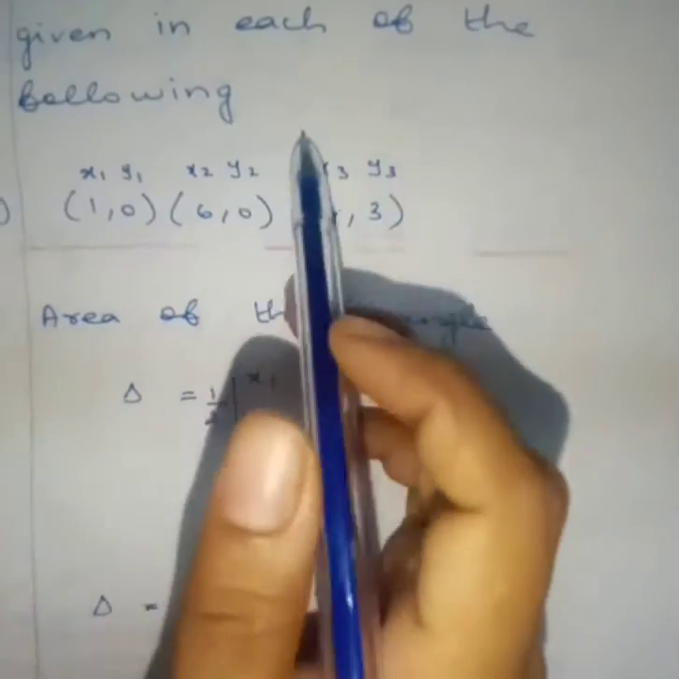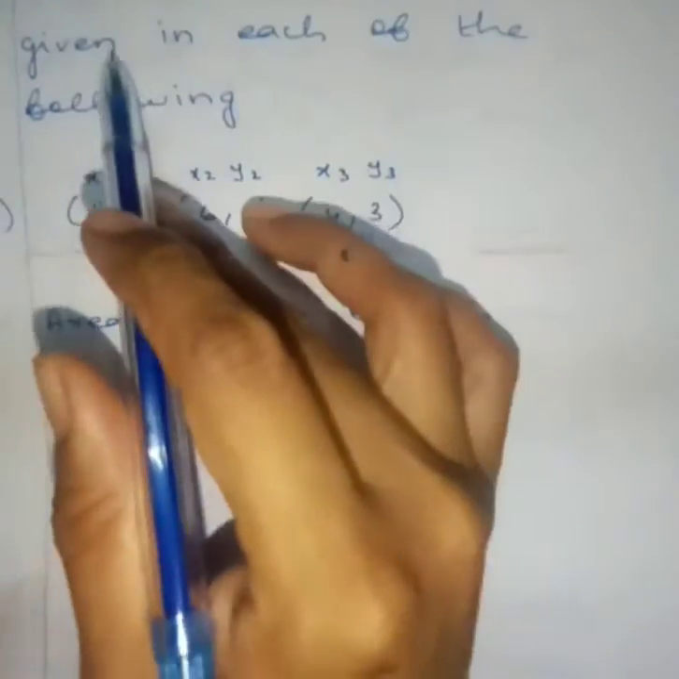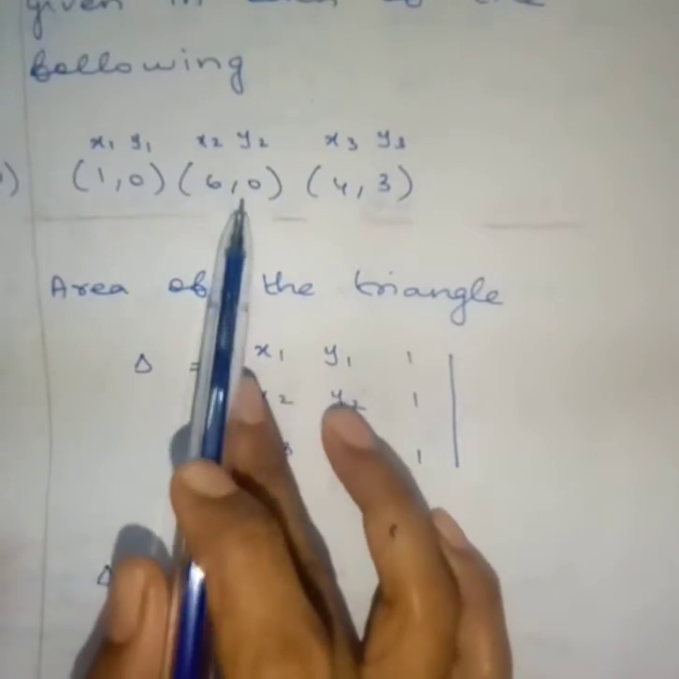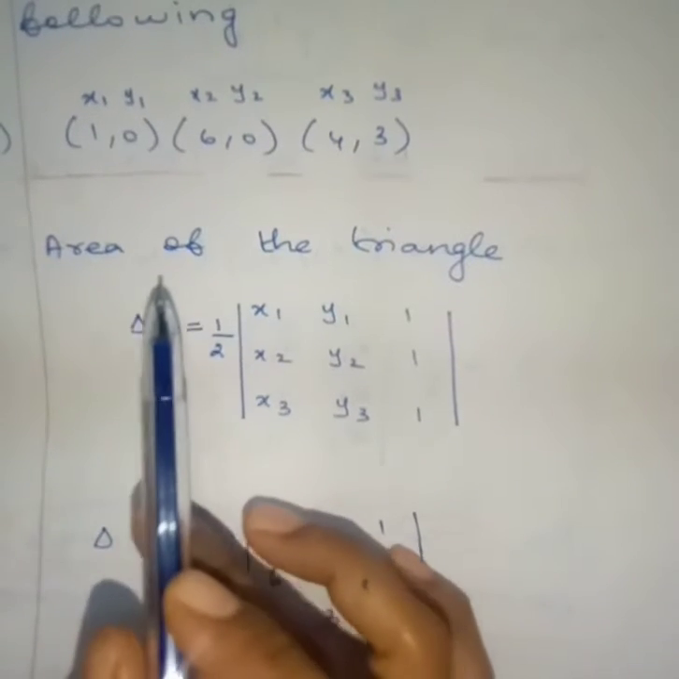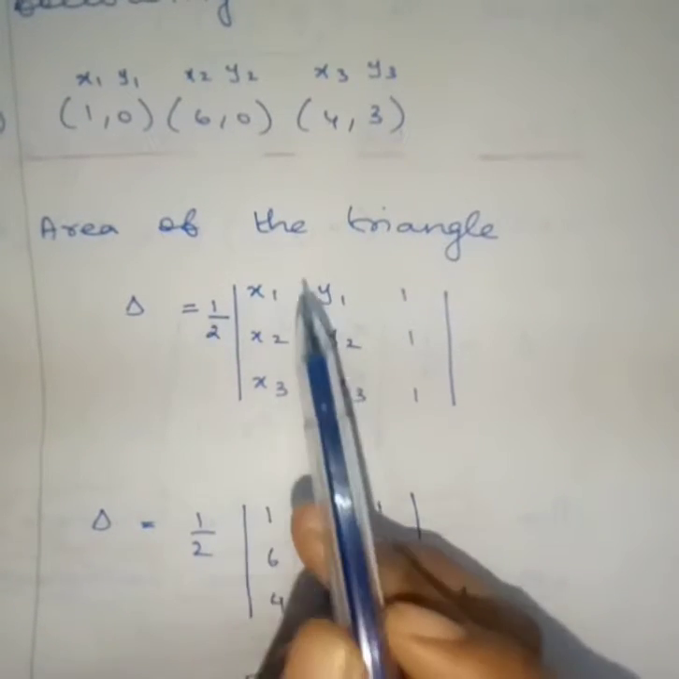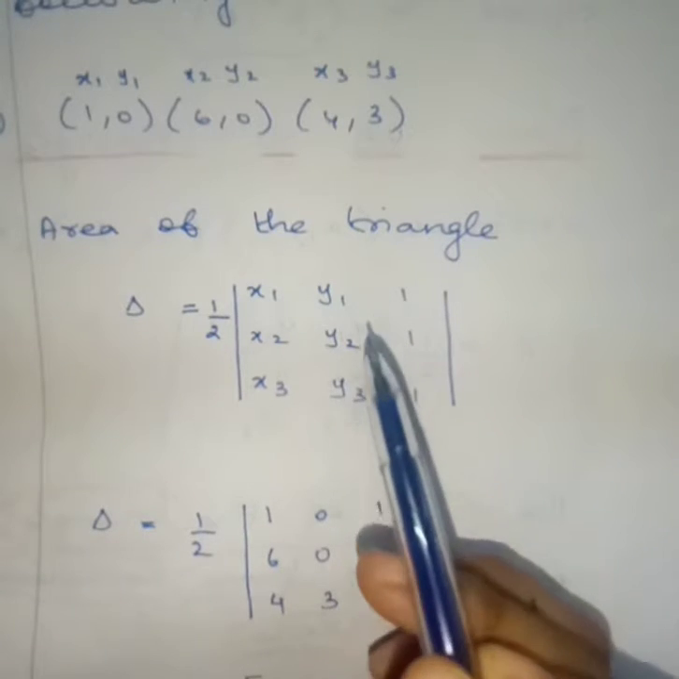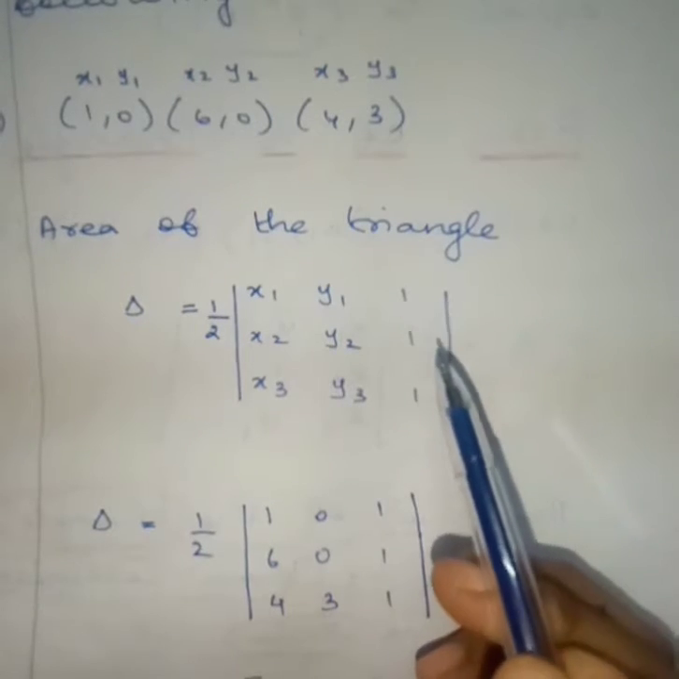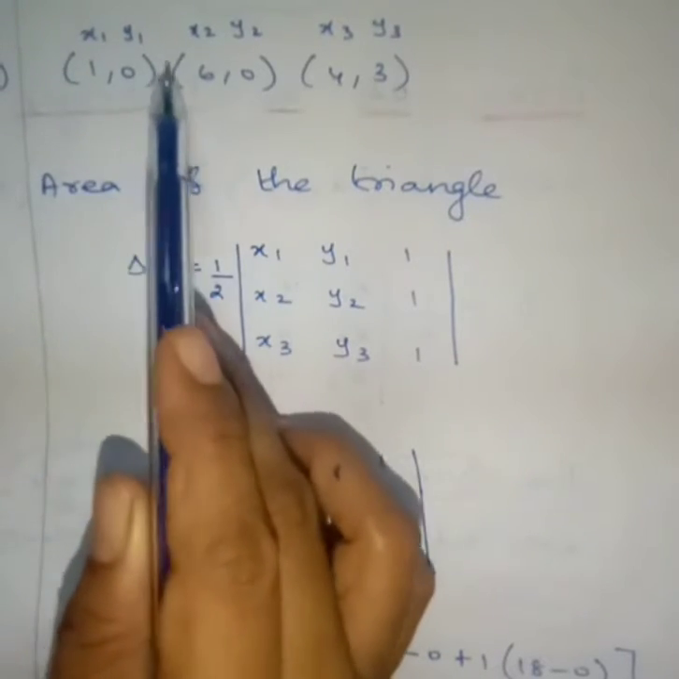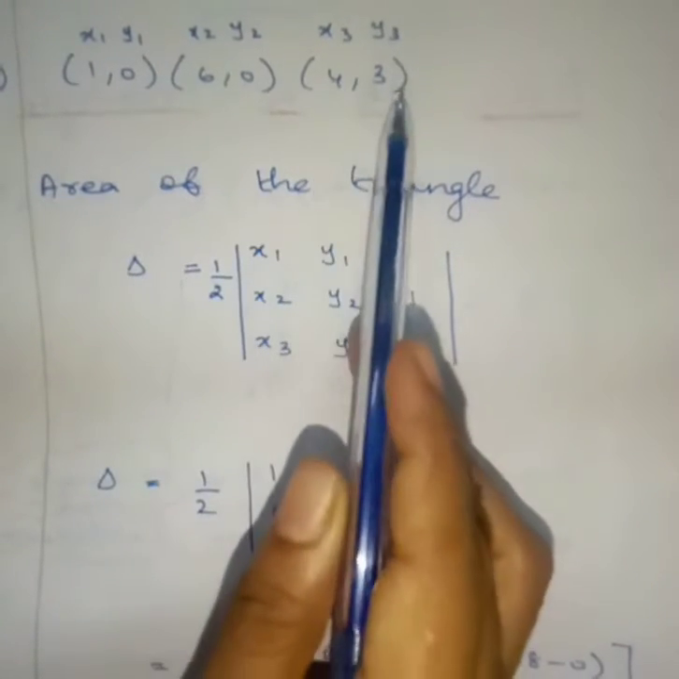Let's see one question now. Find the area of the triangle with vertices at the points given in each of the following. So they have given 3 points for you, and we are going to find the area of the triangle. The area of the triangle is equal to half times the determinant of x1 y1 1, x2 y2 1, x3 y3 1. I am just going to substitute the points. This is x1 y1, x2 y2 and x3 y3.